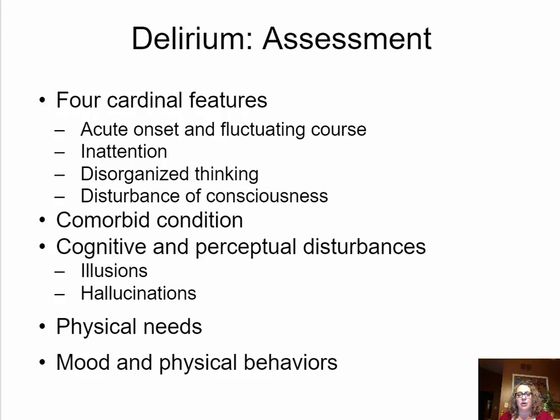They also have some other comorbid condition that we talked about on the previous slide that can contribute to the delirium. They also have cognitive and perceptual disturbances, including hallucinations and illusions. Sometimes they'll also have delusions, especially paranoid delusions. You need to assess their physical needs. They may not be able to meet their basic needs, including food, hygiene, water, and toileting. And then you may see some mood and physical behaviors, including agitation and aggression, as well as depression and anxiety.